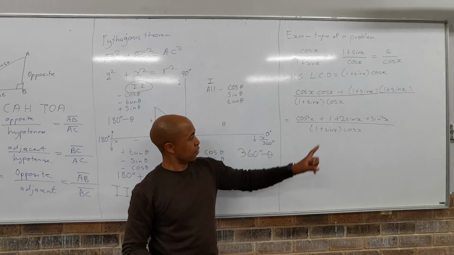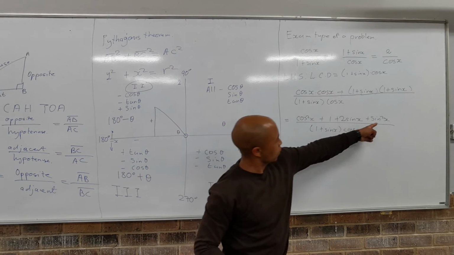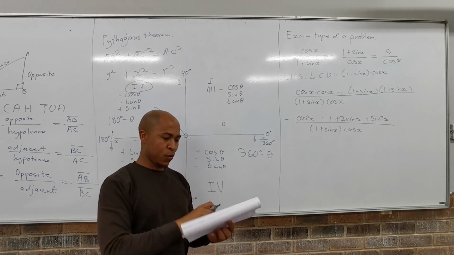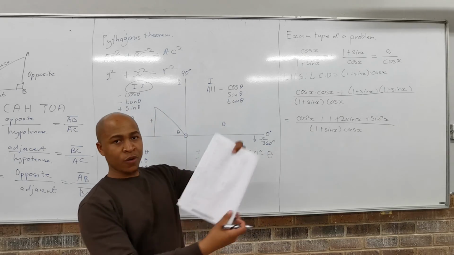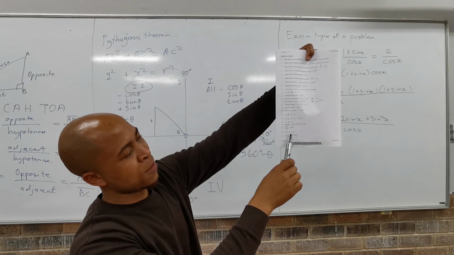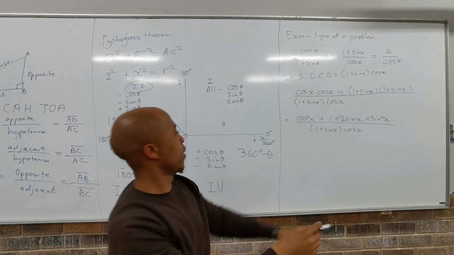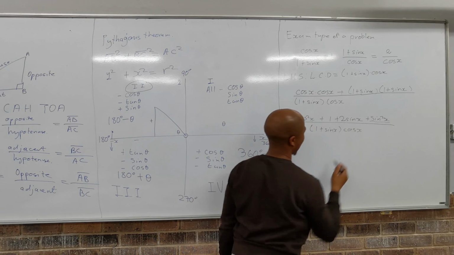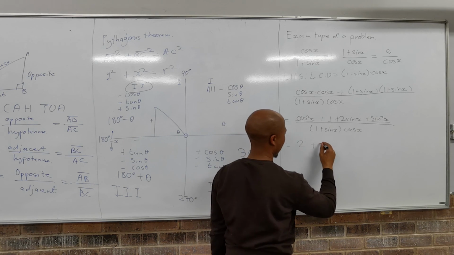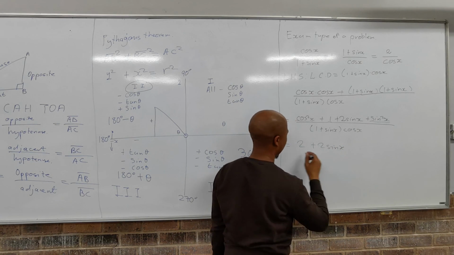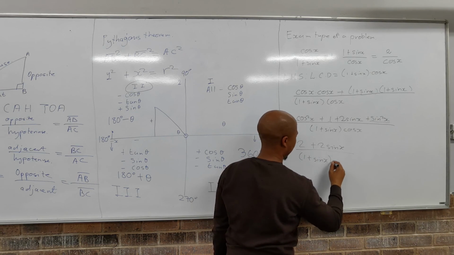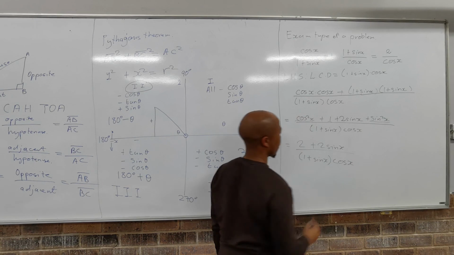Alright. Cos squared x and sin squared x remind us of equation number 28. On equation number 28, as given, sin squared theta plus cos squared theta is equivalent to 1. Therefore, this and this give 1 plus 1, which is 2. Therefore, we have 2 plus 2 sin x, everything over (1 plus sin x) cos x.